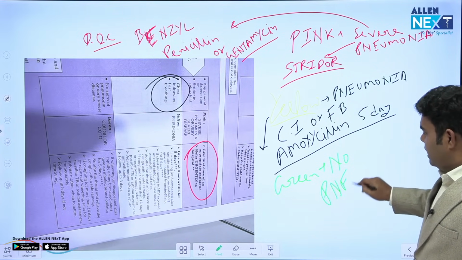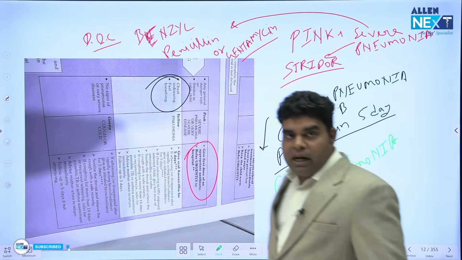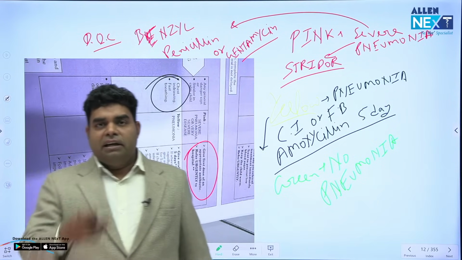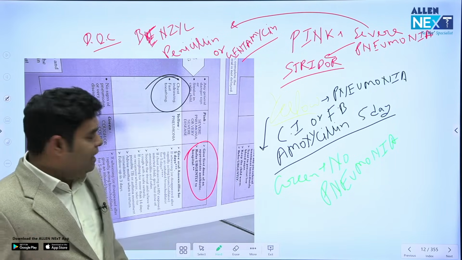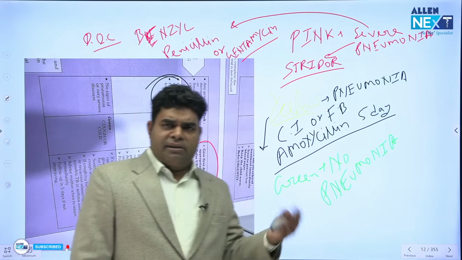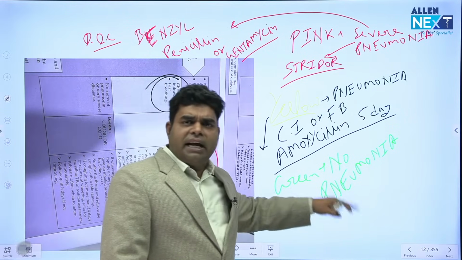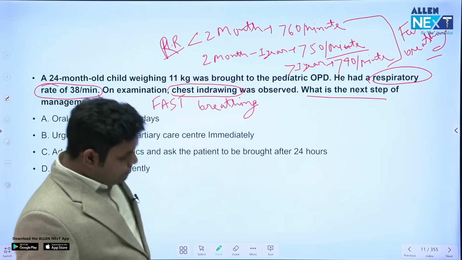So that means there are only 3 things: pink, severe pneumonia, benzyl penicillin and gentamicin; yellow, pneumonia with fast breathing or chest indrawing, amoxicillin for 5 days; and last is green, no pneumonia. So we will reassure the mother and ask to follow up, and we will tell her the danger signs. If those signs develop, then come back. So now let's go back to the question.